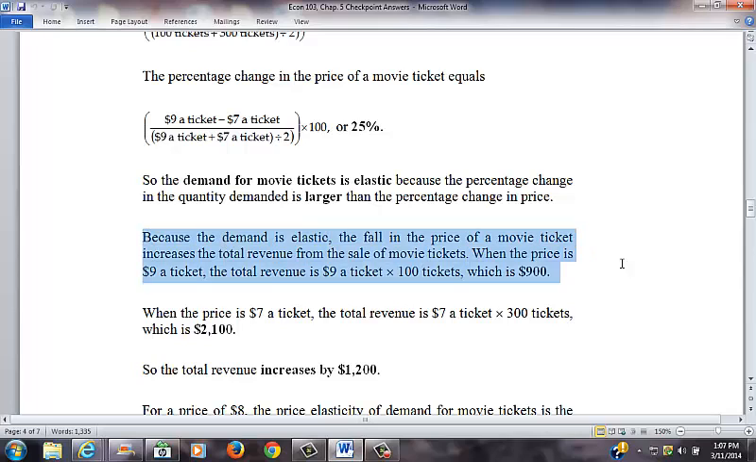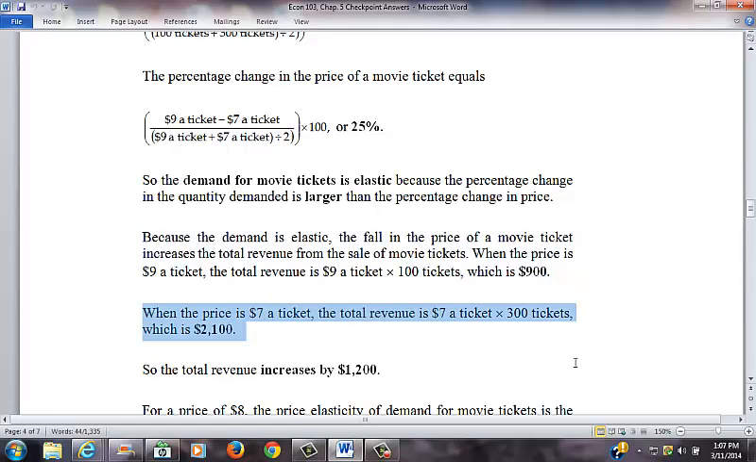Because the demand is elastic, the fall in the price of a movie ticket increases the total revenue from the sale of movie tickets. When the price is $9 a ticket, the total revenue is $9 a ticket times 100 tickets, which is $900. That's the total revenue at that price and quantity. When the price is $7 a ticket, the total revenue is $7 a ticket times 300 tickets, which is $2,100. The difference between $2,100 and $900 is $1,200, and that's the increase in total revenue.